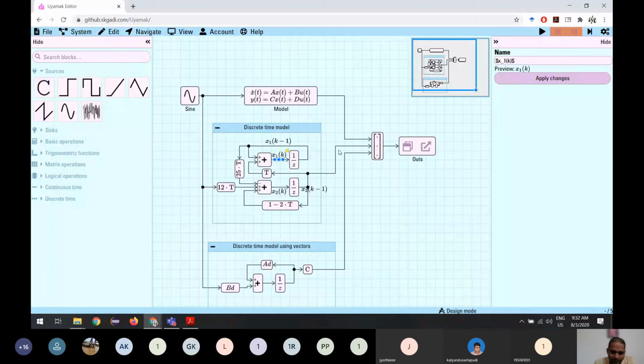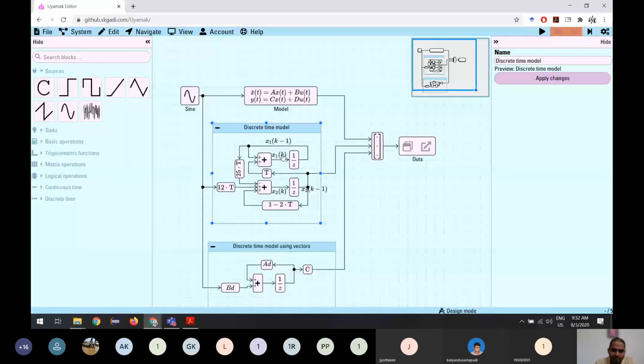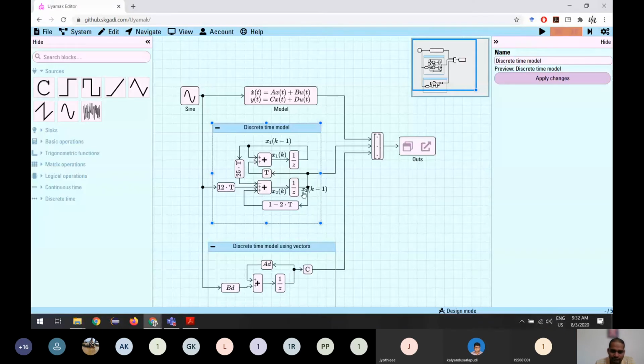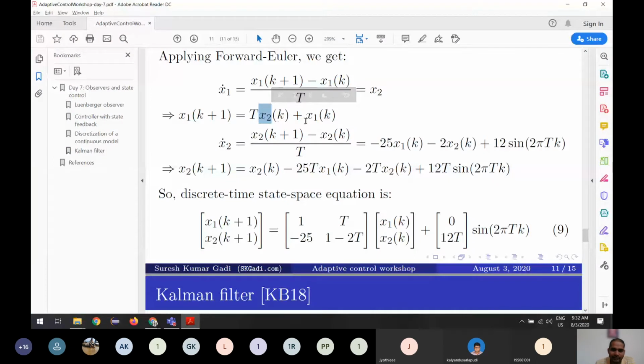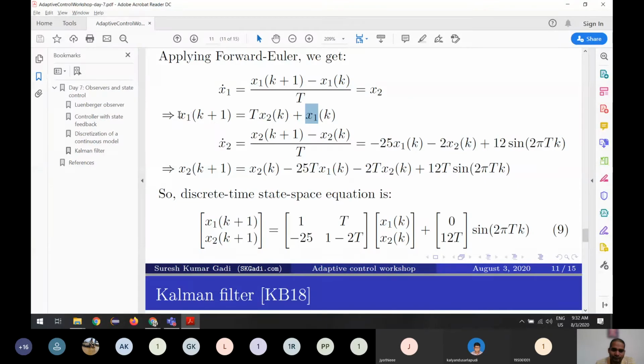So let us say the present value is this one, and it is equal to, we have to implement this. So it is t times the previous value of x2. So if this is the x2, we take this t times and x1 directly. So adding these two terms gives us the future value of x1.